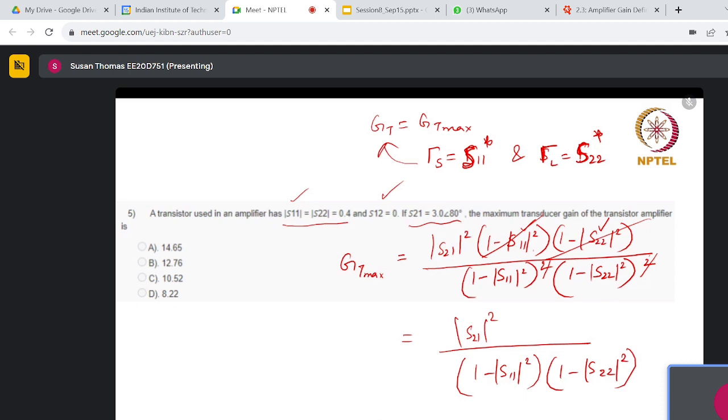Hope this is clear. I request everyone to quickly calculate. You know the value of mod S21, that is 3 square, divided by 1 minus 0.4 square multiplied by 1 minus 0.4 square. Please do a quick calculation.